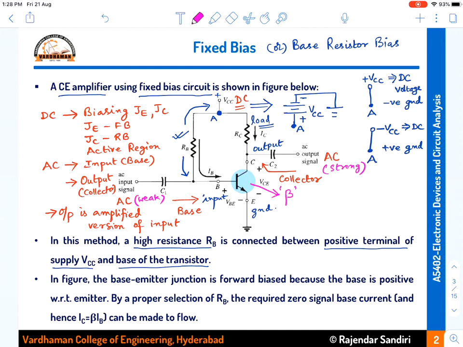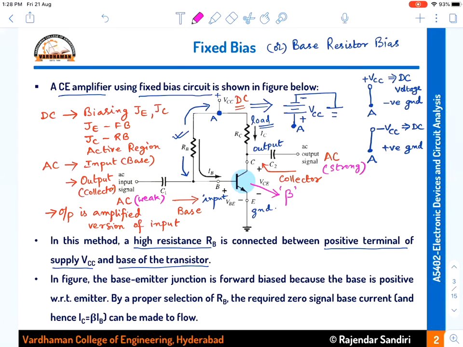Now I hope you understood the purpose of DC to a transistor and the purpose of applying AC to the transistor. That means both the DC battery is connected to the transistor as well as the AC input is applied to the transistor. The DC will take care of the operation of the transistor in the active region by making the emitter junction forward biased and the collector junction reverse biased. And this transistor has a current amplification factor in common emitter configuration, beta.